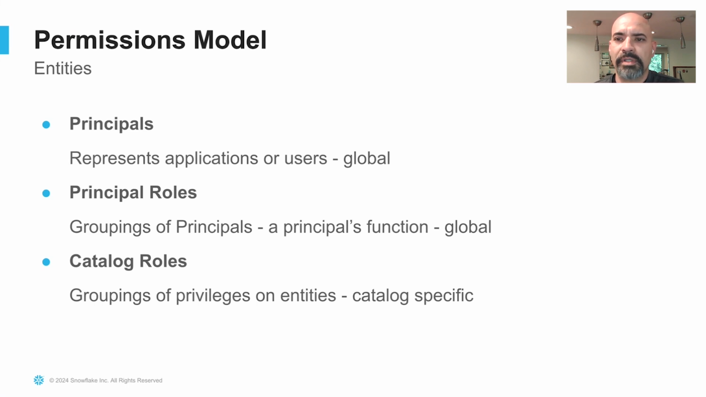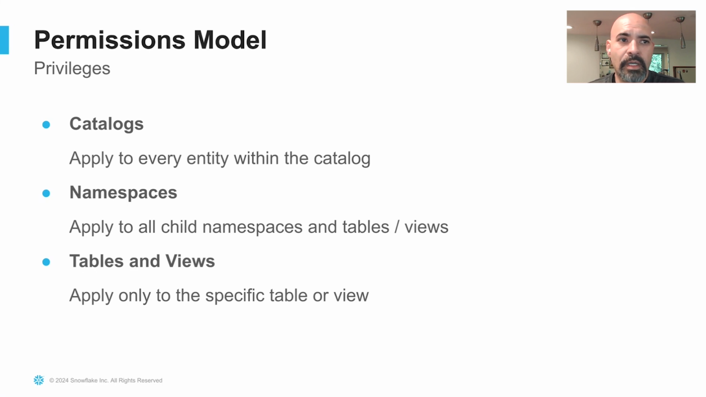Now, catalog roles, you could think of those as more groupings of privileges. So you could think of like privilege sets or privilege bags. Those would include things like read access to specific tables, write access to specific tables, or create access for tables in a given namespace, something along those lines. Privileges are applied to the entities within a catalog.